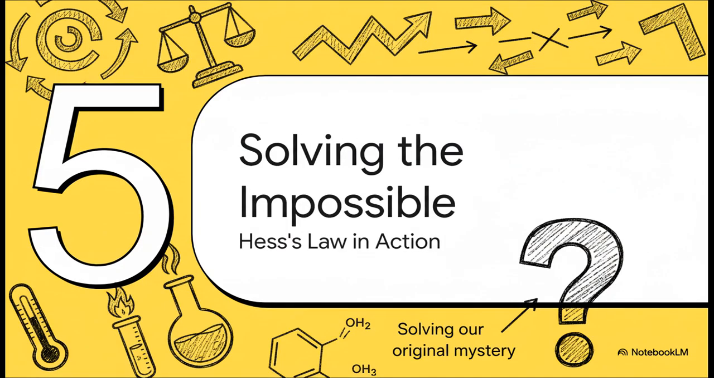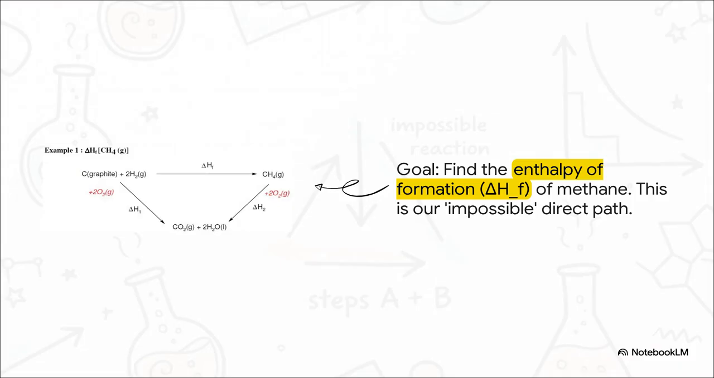So, we have all our tools now. We've got the law of conservation, we understand enthalpy, and now we have this amazing shortcut, Hess's law. Let's put it all together and finally solve our original mystery. Let's use a classic example. Finding the energy change when we form methane, natural gas, from its basic elements, carbon and hydrogen. Trying to do this directly in a lab is a complete nightmare. You get a whole bunch of other stuff, not just methane. So that top path you see, the one we actually want to measure, that's our impossible reaction.